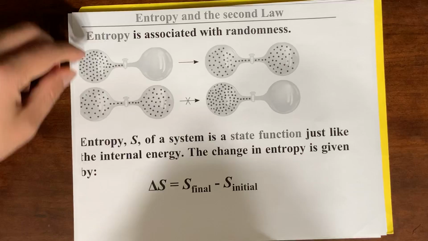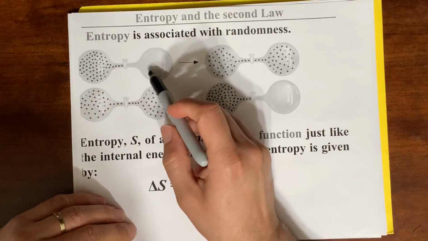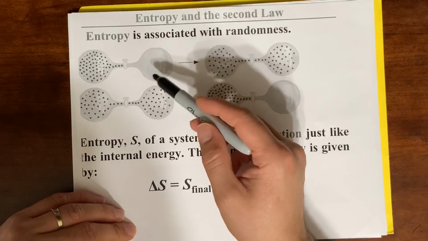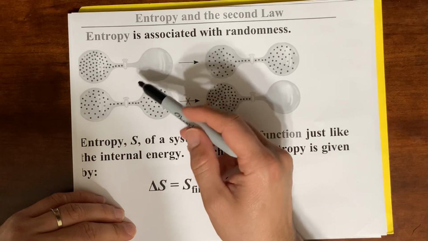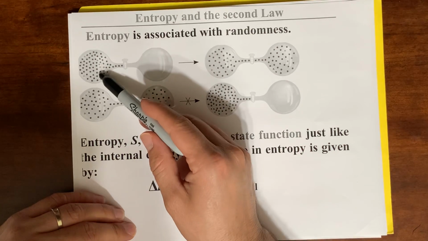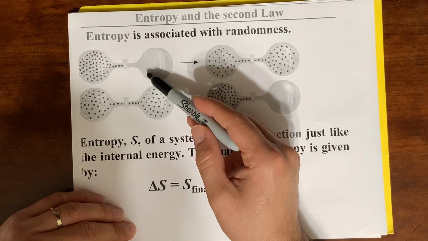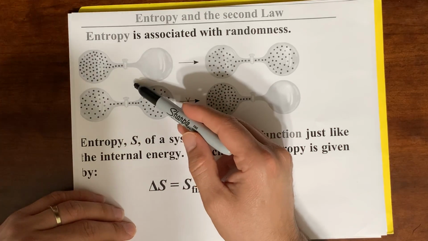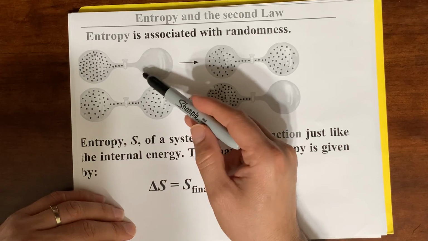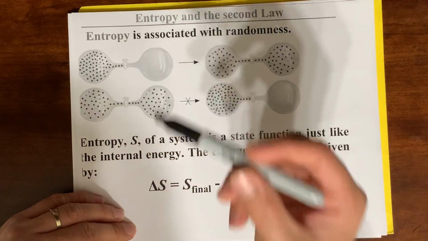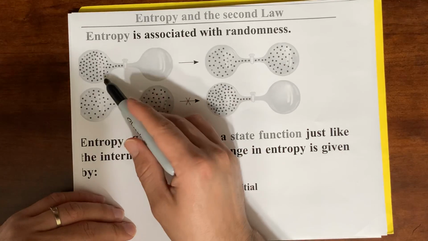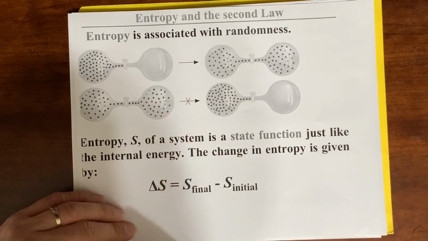Okay, so in this case, I have two balloons, two flasks, whatever you call them. One is empty and the second one is full. That's not natural. This is not natural. Something like this does not happen by itself. We force it. Because we force it, I'm going to say this one does not have much freedom.